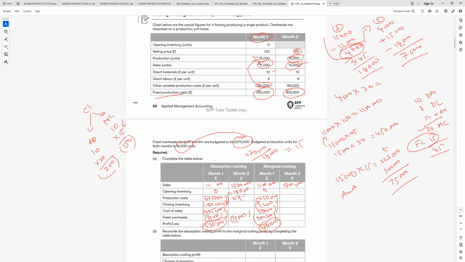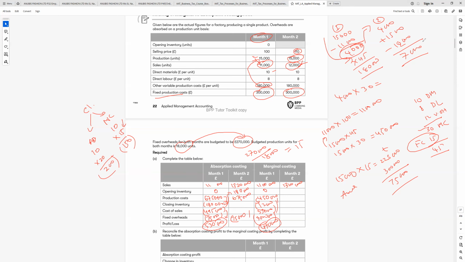Month number 2, you're also making 15,000. This time the closing inventory will be a little bit different, because before we had a 4,000 closing, so we make another 15. So obviously we need to see how much is the closing for month number 2. So let's have a look. How much is the closing for month number 2?